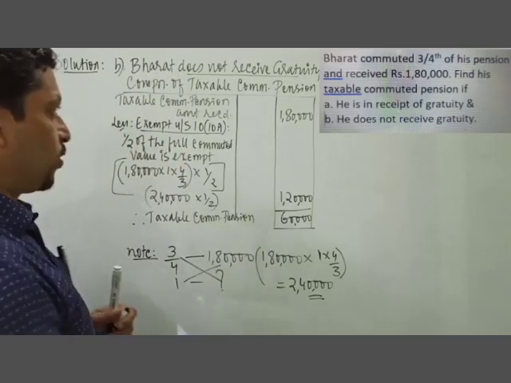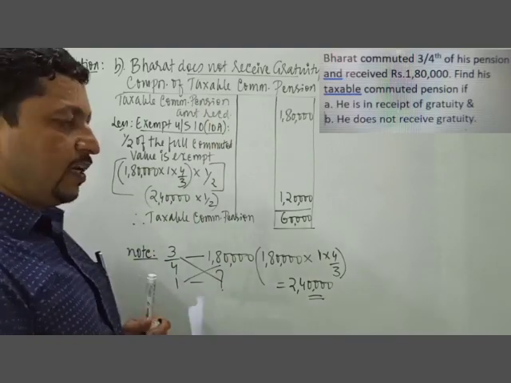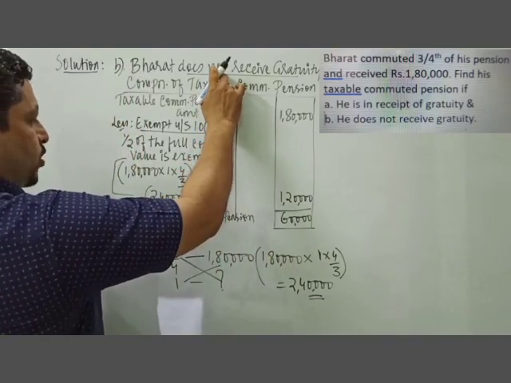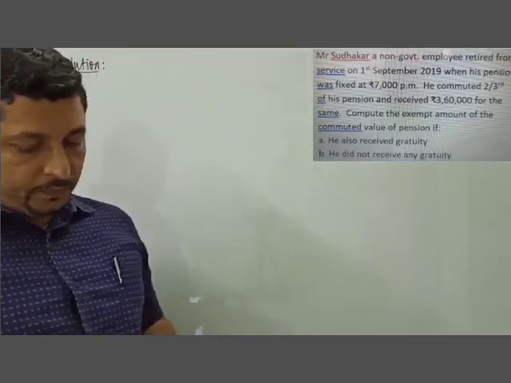So I hope there is no doubt on commutation of pension when Bharat receives gratuity where 1/3 will be exempt, and here where Bharat does not receive gratuity, half of the full commuted value will be exempt. Let's look at the next problem.